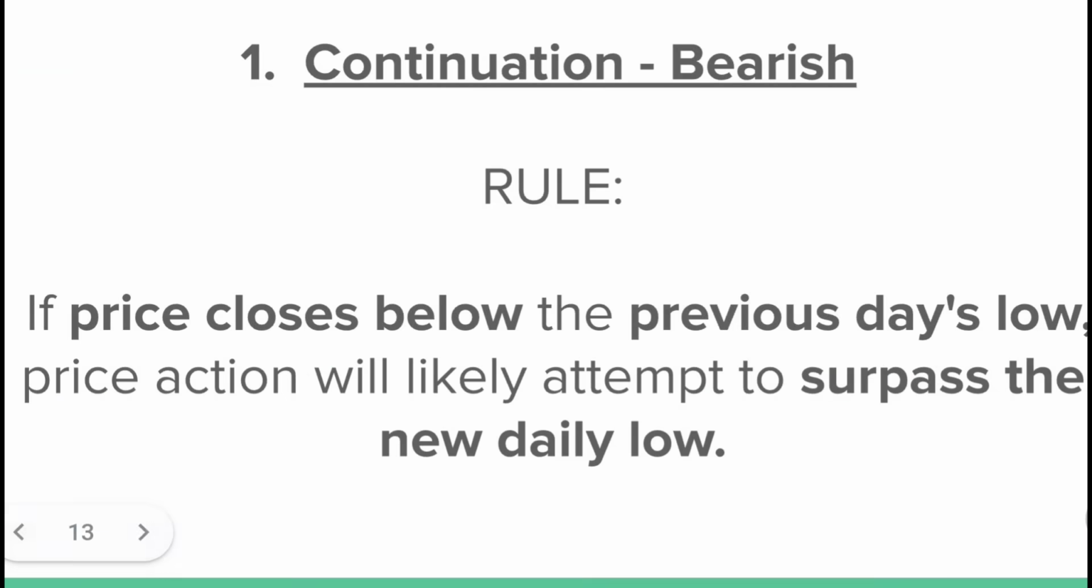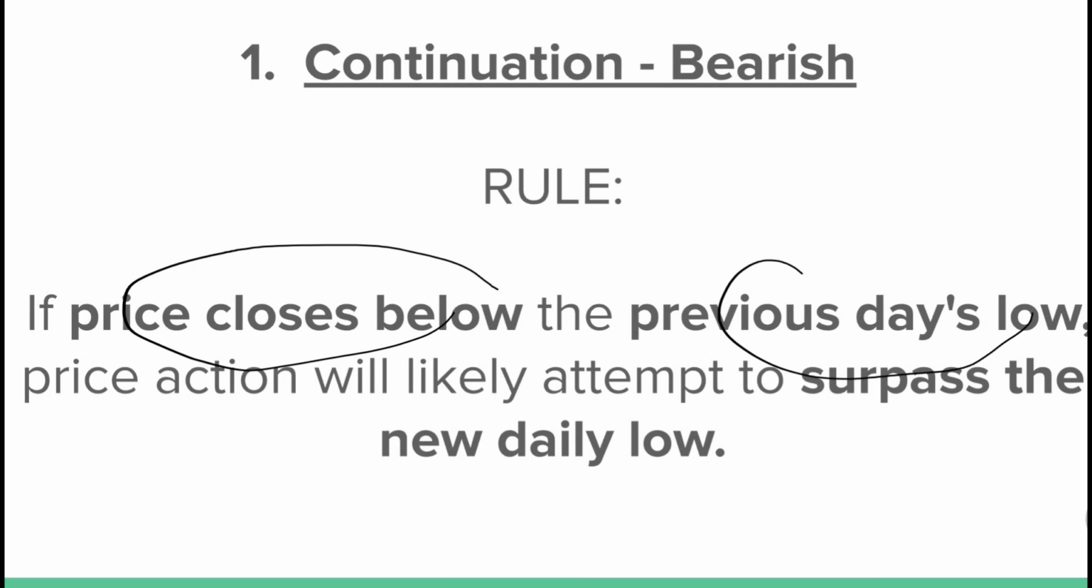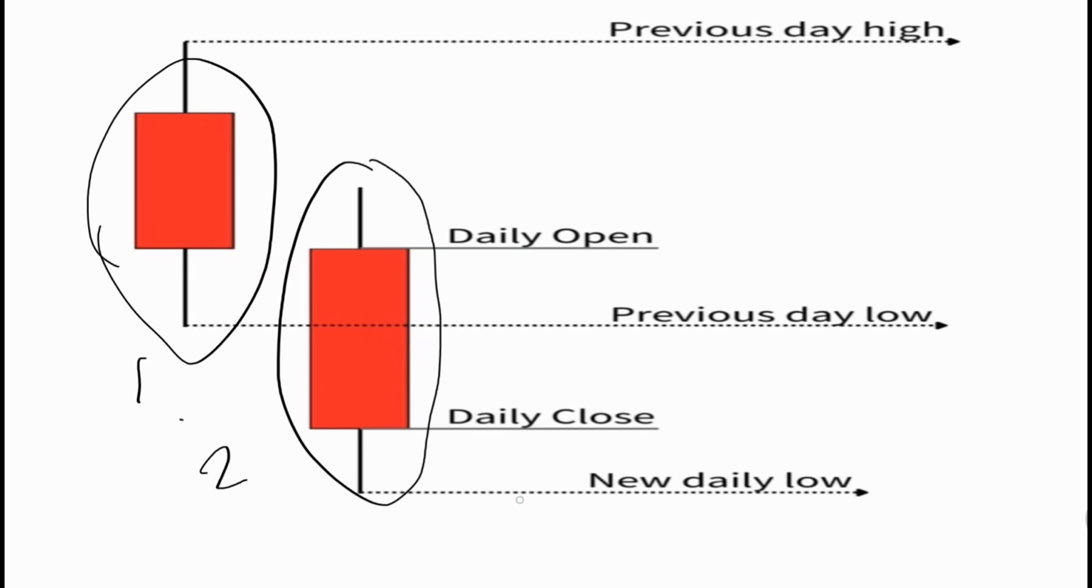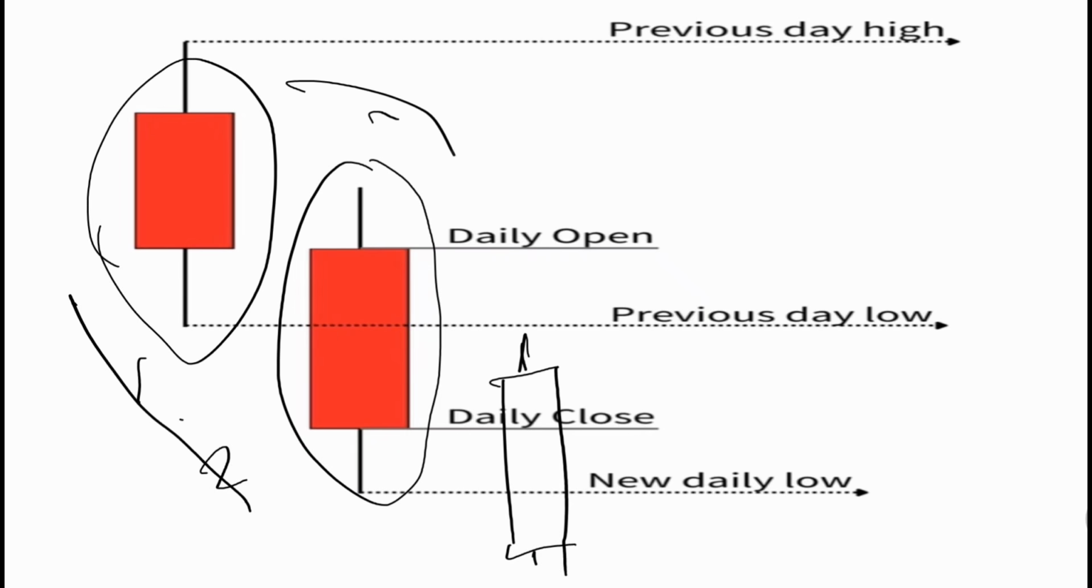For the bearish scenario, if price closes below, it's just the reverse. If price closes below the previous day's low, the price action will likely attempt to surpass the new daily low. It's just the flip side. This is day 1, this is day 2. Now my day 3 is supposed to break below because of this formation.